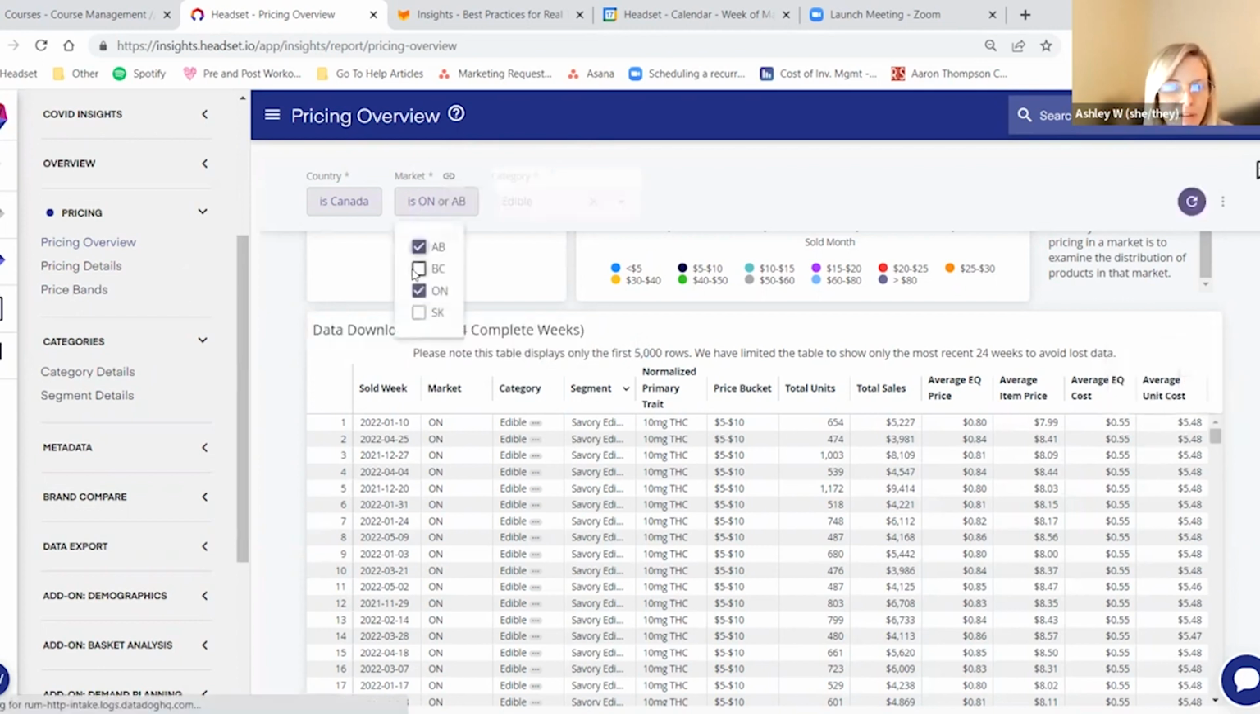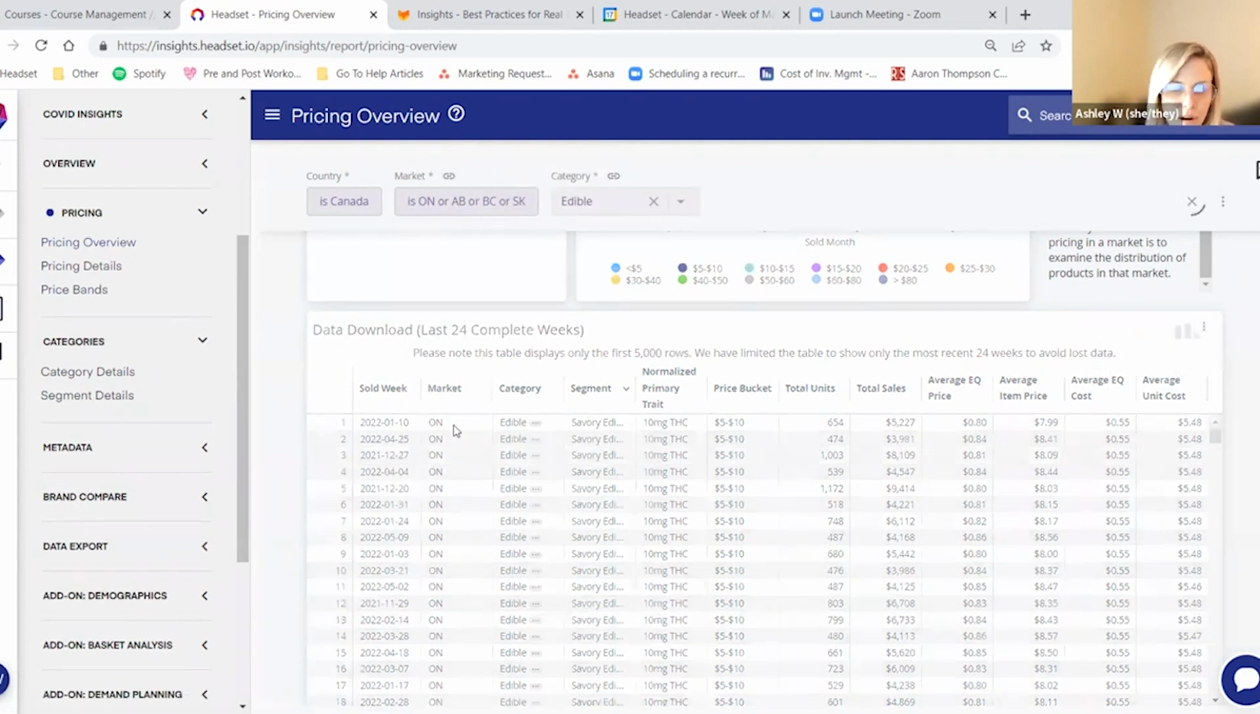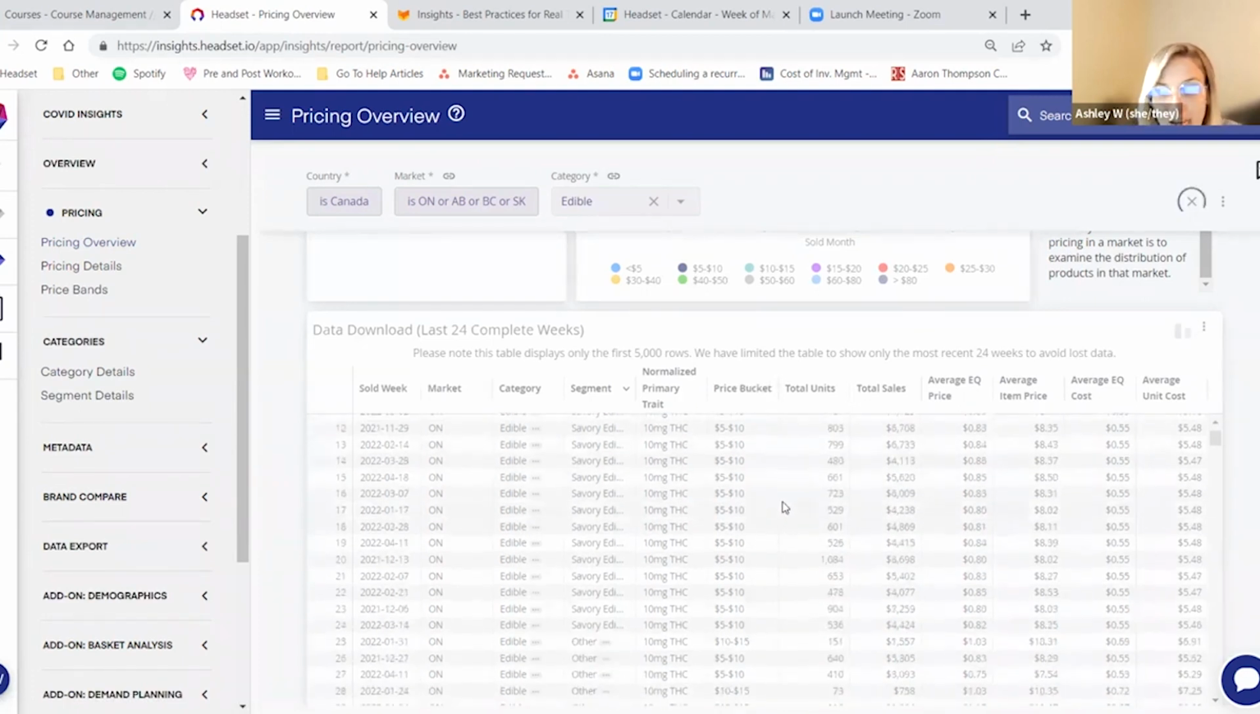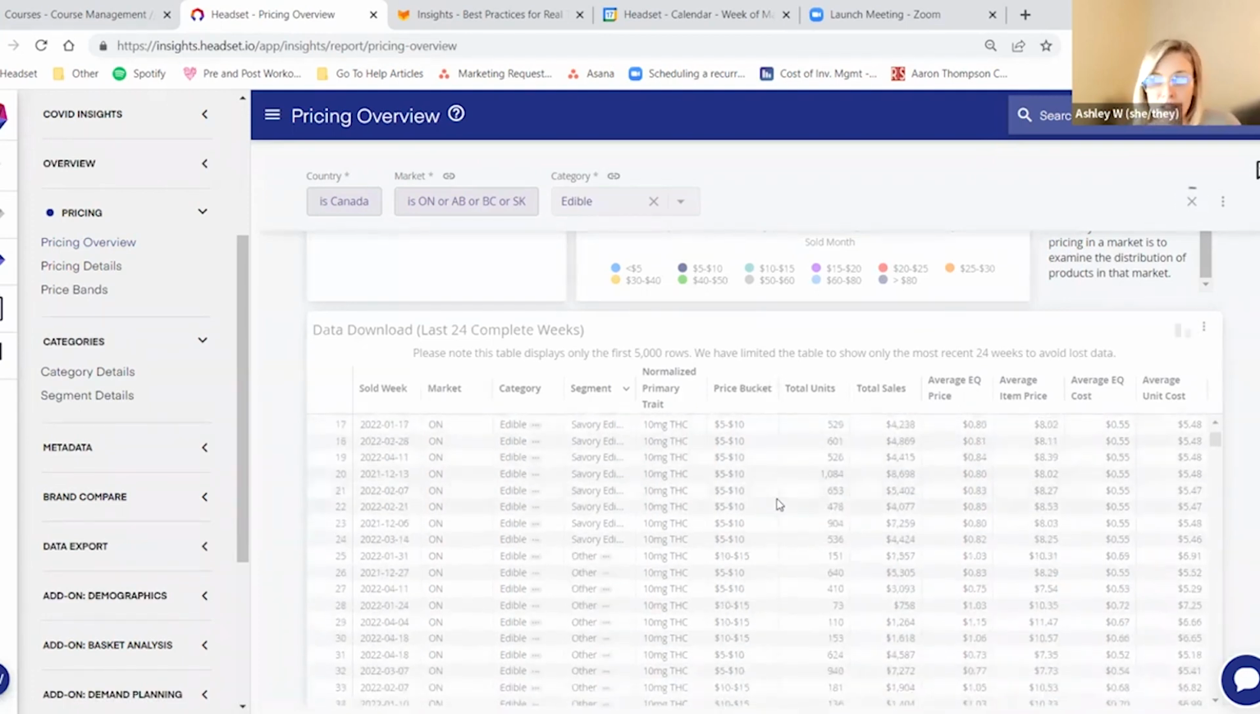Let's say we were really focusing on that cross-market analysis. If I were to rerun this with multiple markets on it, because we have a market column here, you can just pull all of the data. It'll take a bit to load, and then you can dump that into your Excel workbook as well. Again, with this particular page, you are going to be stuck with Headset's predefined pricing buckets, which sometimes aren't as relevant depending on the category.